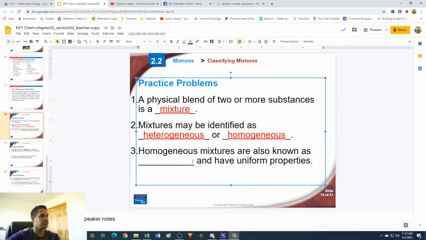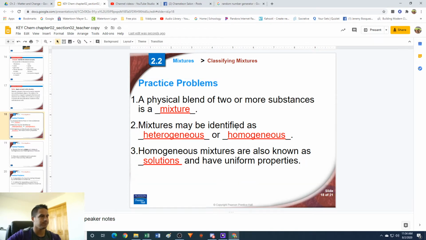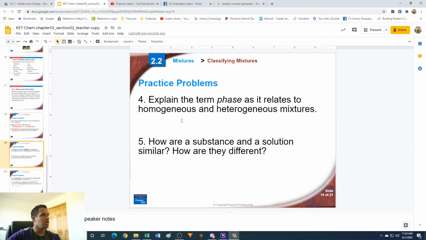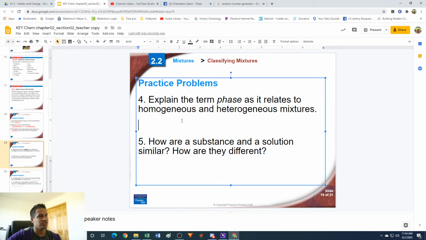Number 3, homogeneous mixtures are also known as blank and have uniform properties. Again, this one is directly from the notes. These are also known as solutions. Okay? So another word for a homogeneous mixture is a solution. All right. Number 4, explain the term phase as it relates to homogeneous and heterogeneous mixtures.